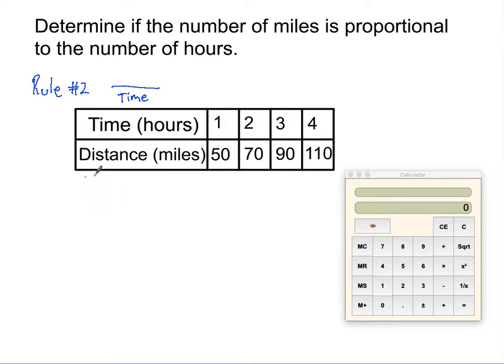So distance on top, 50/1. That doesn't simplify. I can't do anything with that. And so I take the next one here, 70/2.